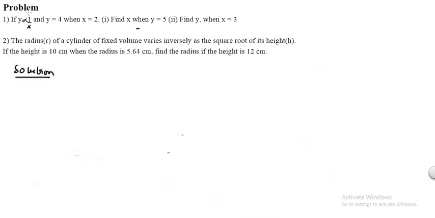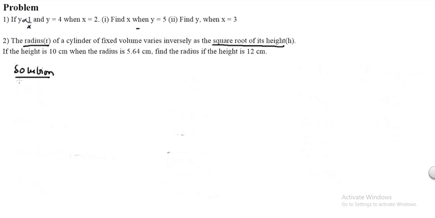For the second example, we have a word problem, and we are told that the radius r of a cylinder of a fixed volume varies inversely as the square root of its height. This is important, the square root of its height. If the height is 10 centimeters when the radius is 5.64 centimeters, find the radius if the height is 12 centimeters.